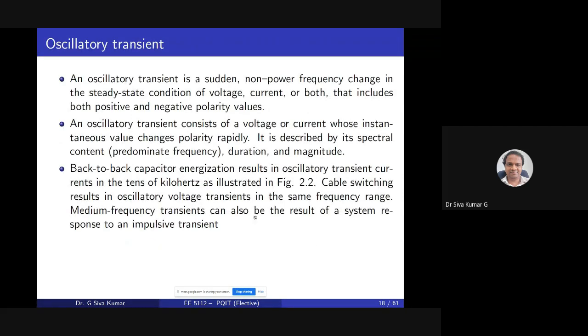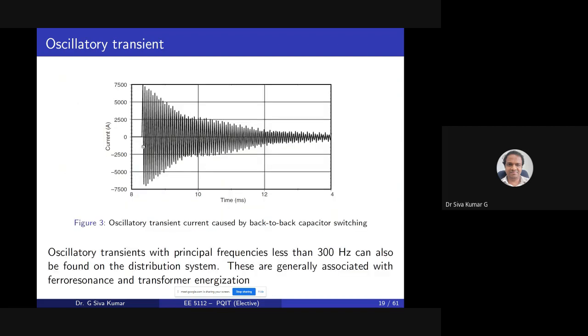Medium frequency transients can also be the result of a system response to an impulsive transient. That is, the impulsive transient oscillates with the system frequency. In that case, the impulsive transient is going to convert to an oscillatory transient. Okay, if you see the oscillatory transient waveform, it is going to look this way. It changes to both positive values as well as negative values.